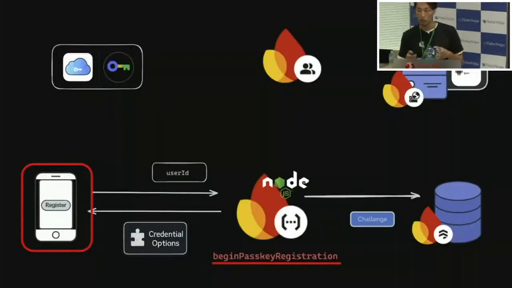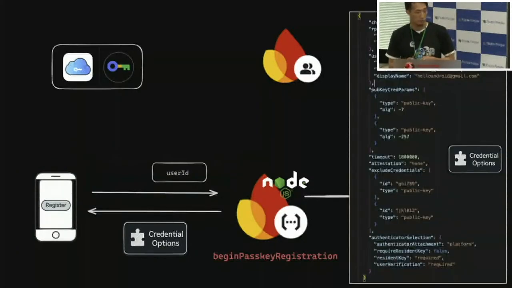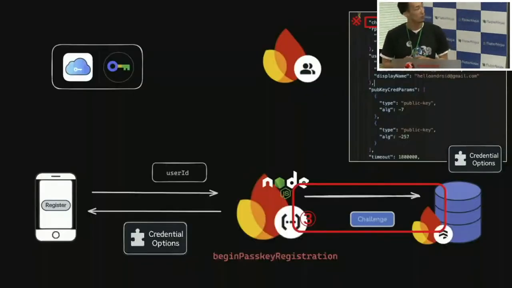So let's start with calling the begin passkey registration. We'll be passing a user ID as a request parameter to the API. And then the server will create the credential options for the client side. For this, we have a simple method called generate registration options in the SimpleWebAuthn library. So we can use that.